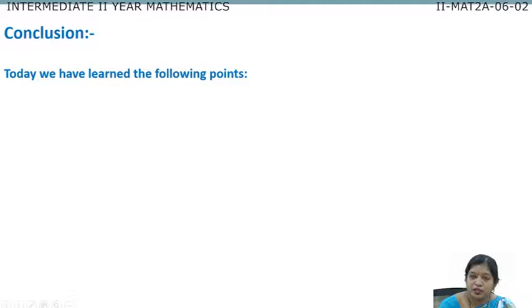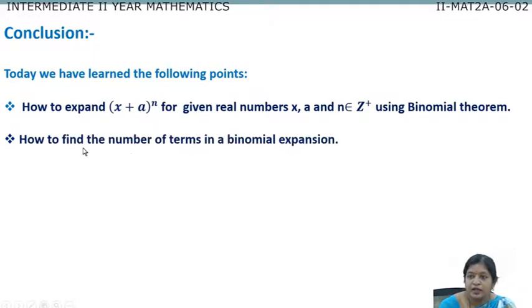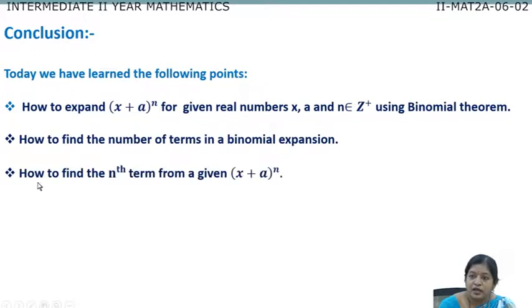So we have come to the conclusion part of today's class. Today we have learned the following points. We have learned how to expand (x + a)^n for given real numbers x and a, and n any positive integer, using the binomial theorem. We have learned how to find the number of terms in a binomial expansion. And we have learned how to find the nth term from a given (x + a)^n.